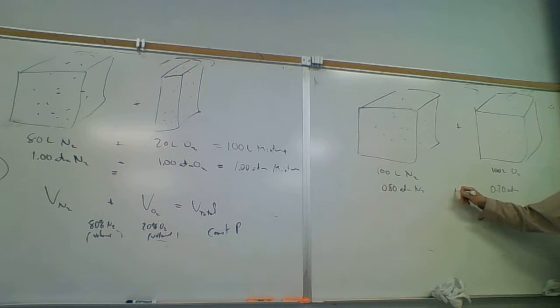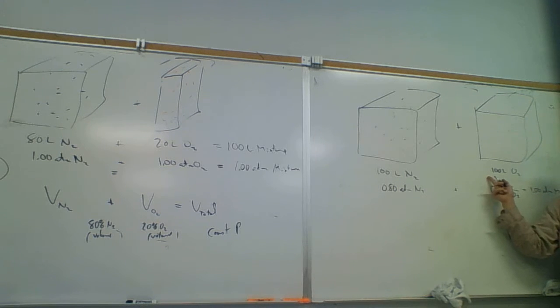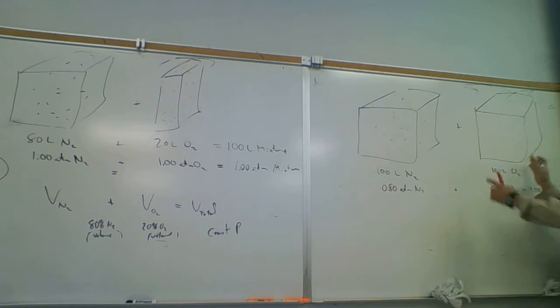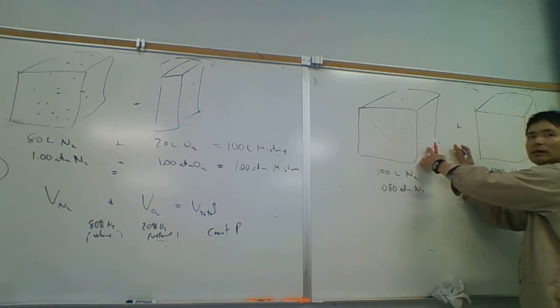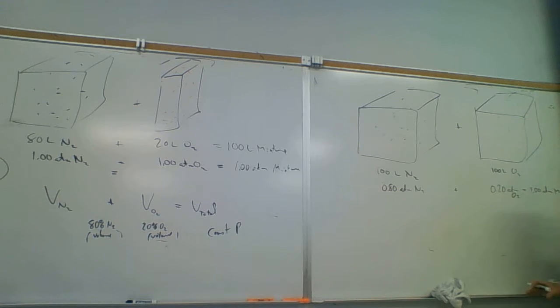So this is what happens. 0.80 atmospheres plus 0.20 atmospheres is going to give me 1.00 atmospheres of mix. However, what do 100 liters plus 100 liters give me? 100 liters plus 100 liters should give me 200 liters, but in this case, what am I doing? I'm taking 100 liters and 100 liters and just putting them into one 100-liter container. So 100 liters plus 100 liters gives me 100 liters of mix.